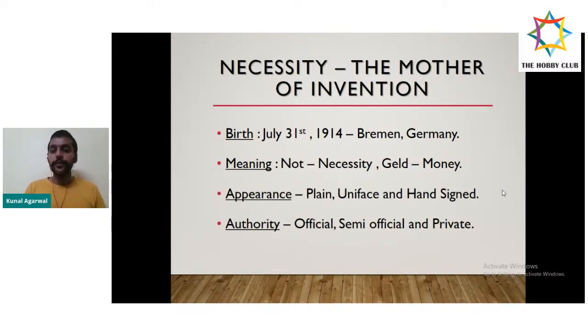The semi-official ones, you can say, are the ones issued by the local authority. They have an element of being official, but at the same time they didn't have permission from the central government.